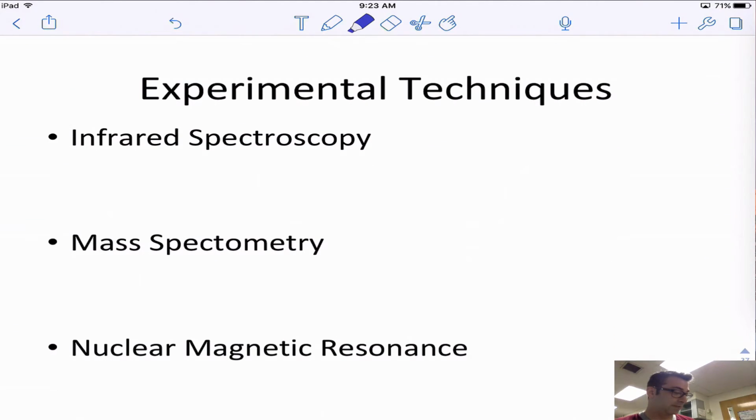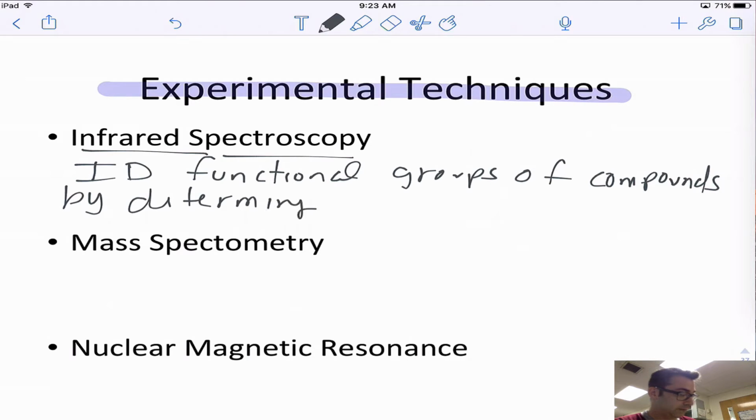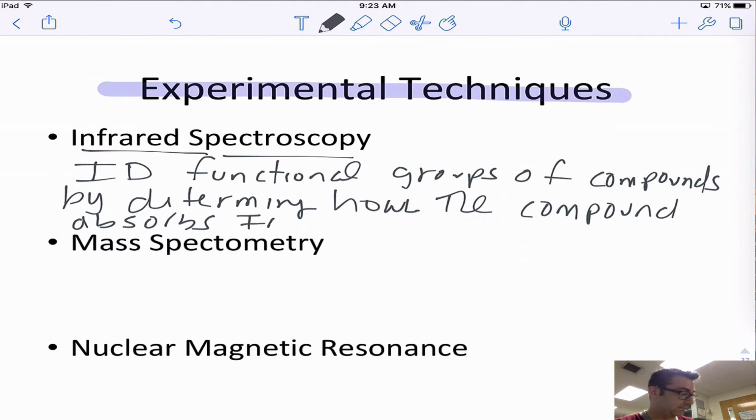So let's talk a little bit about some other experimental techniques. There are 3 that are really covered in IB. One of them is called infrared spectroscopy. What infrared spectroscopy allows you to do is identify the functional groups of compounds by determining how the compound absorbs IR light.